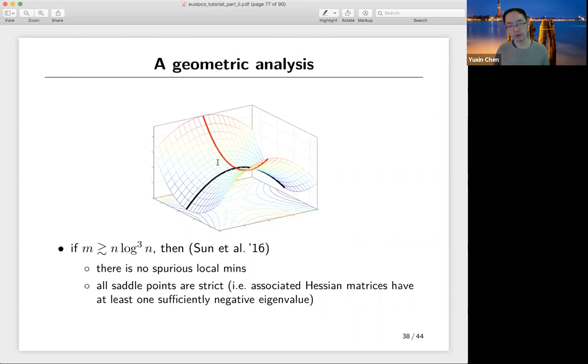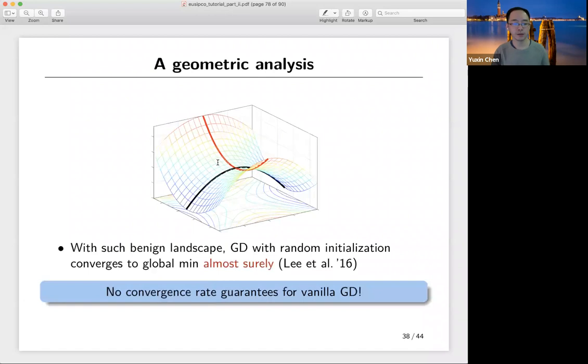So first of all, there is a geometric perspective to look into this problem. About 4 years ago, John Rice's group had a very intriguing finding, saying that if the sample size is sufficiently large, we can guarantee that there's no spurious local minimum. There might be saddle points, and fortunately, all the saddle points are strict, in the sense that all of them are associated with sufficiently negative eigenvalues, meaning that it's not that difficult to escape such saddle points.